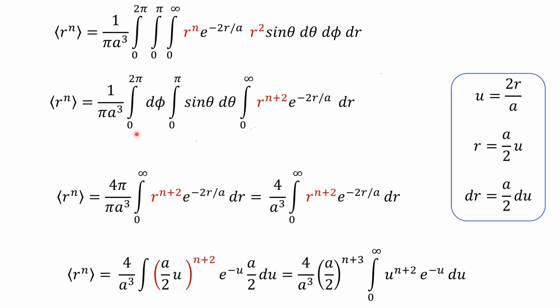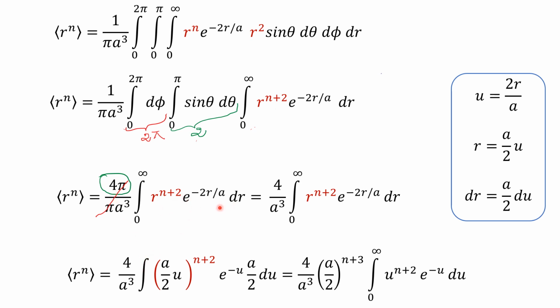Now the first integral will be 2 pi. If you integrate sine theta, you will get minus cos theta. If you apply the limits, you will get 2. Then only the radial part remains. So 2 into 2 pi gives 4 pi. We are getting this 4 pi because we are multiplying 2 pi into 2. Now pi will get cancelled, so you will get 4 over a cubed.